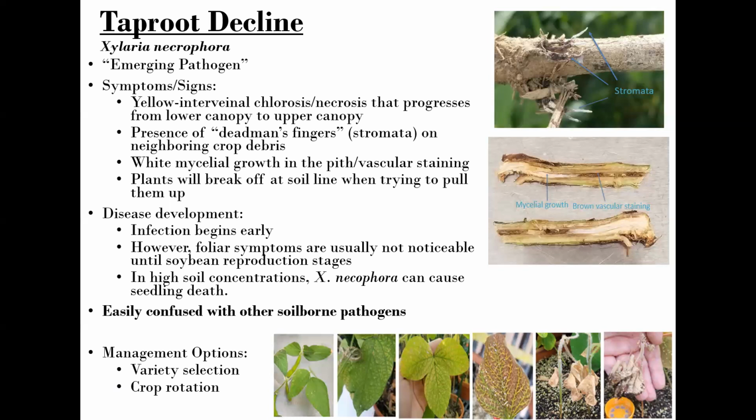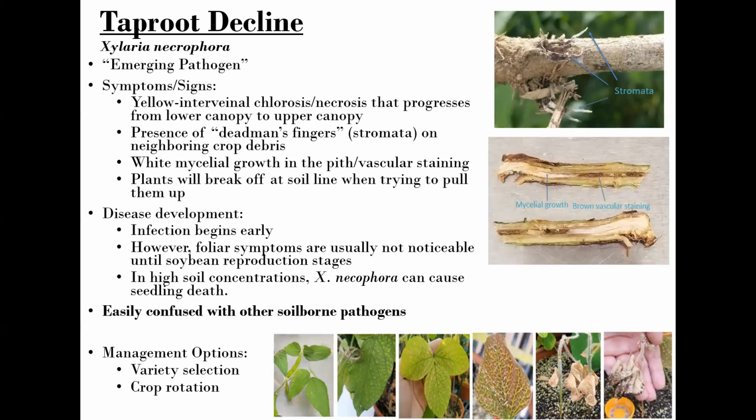Again, disease development, we have that soil-borne pathogen moving into the root system early, but then we won't see the foliar symptom development until usually early to mid-reproductive stages. And in high soil concentrations, Xylella necrophora can actually cause seedling death. So that, again, can be easily confused with something like Phytophthora root rot, which can cause seed rot and pre- and post-emergent damping off.